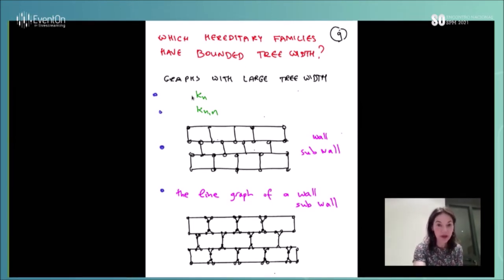So from our intuition that comes from graph minors, we can list a few necessary graphs: a big clique, a big complete bipartite graph, a big wall. Now you can start doing tricks to the big wall. You can subdivide all edges, and if you subdivide all edges, that still gives you a graph of big treewidth.